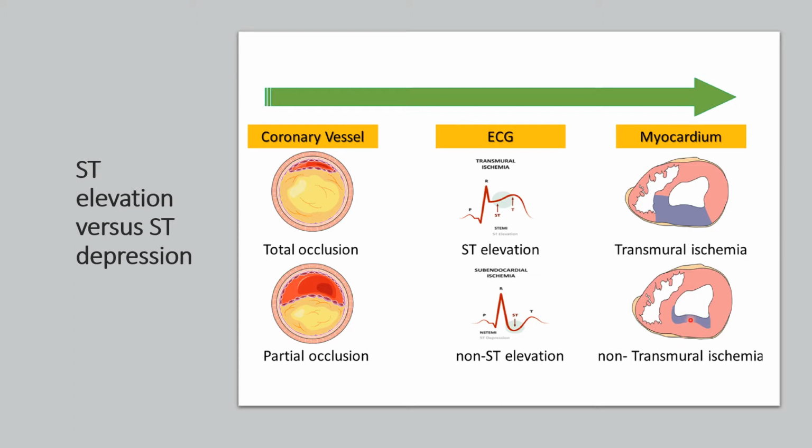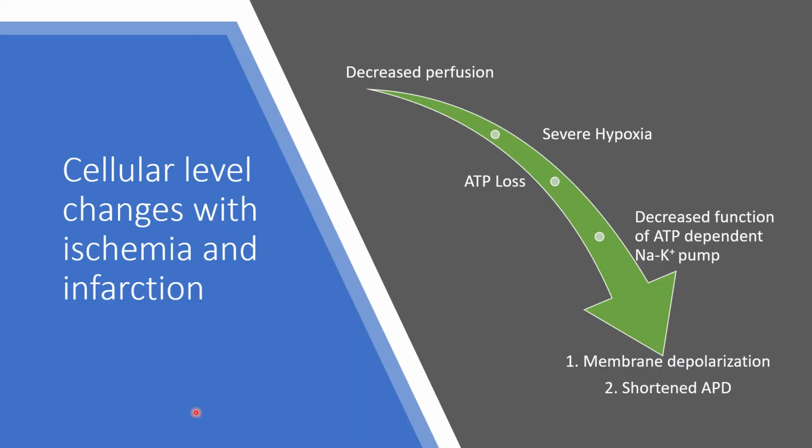It is not a full thickness ischemia, but either a subendocardial ischemia or infarction, where just a small portion of the myocardium closer to the endocardium is injured. In order to understand how ST changes happen during ischemia and infarction, you need to understand the electrophysiological changes that happen at the cellular level when you have ischemia and infarction.